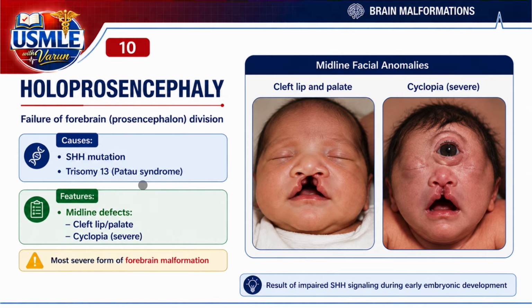Because the brain doesn't divide, we usually get midline defects such as cleft lip and cleft palate, and also cyclopia in severe cases. So whenever there's a defect with the brain and also an associated facial defect together, you need to think about holoprosencephaly.